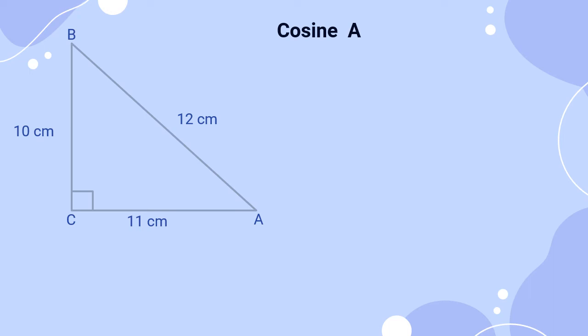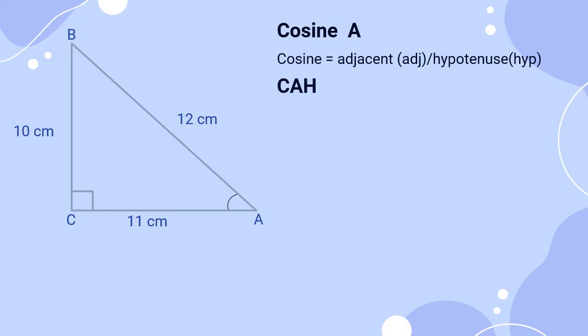Next, let's have the cosine A. For the formula, we have adjacent over hypotenuse, which is CAH. So, the adjacent is 11 and the hypotenuse is 12. So cosine A is equal to 11 over 12 centimeter.